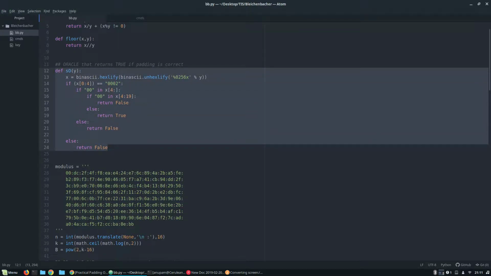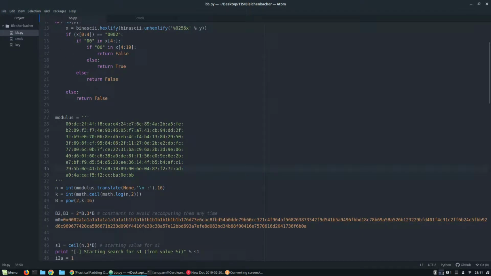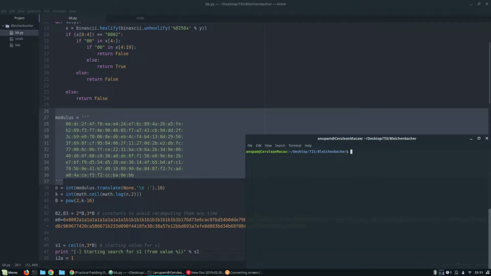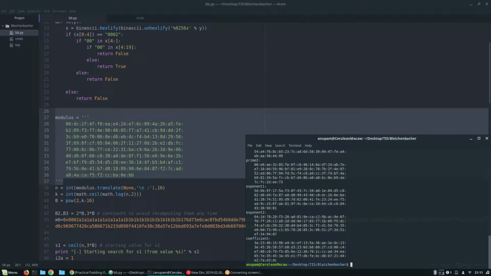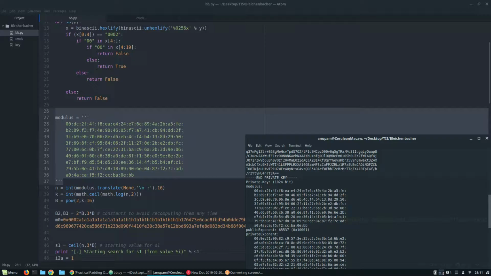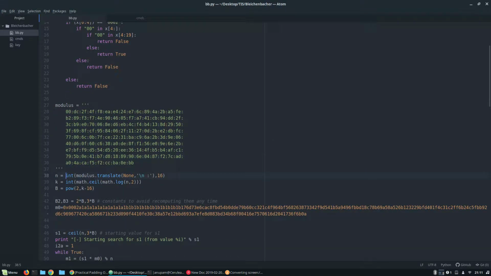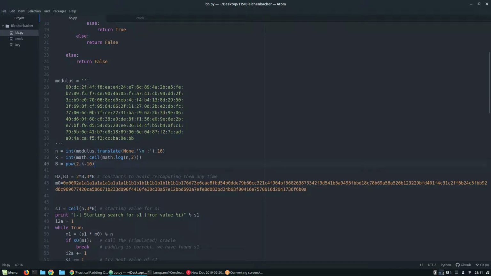Now this is a modulus that we obtain for RSA over here. Let me just show you how to find that. I have initially created a key of 1024 size, and this is the modulus that we obtained over there, and this is what I have copied into our code. Now we find n by converting this modulus into an integer, then find k as the number of bits that n takes by finding the log of that to the base 2. Then we find our b.